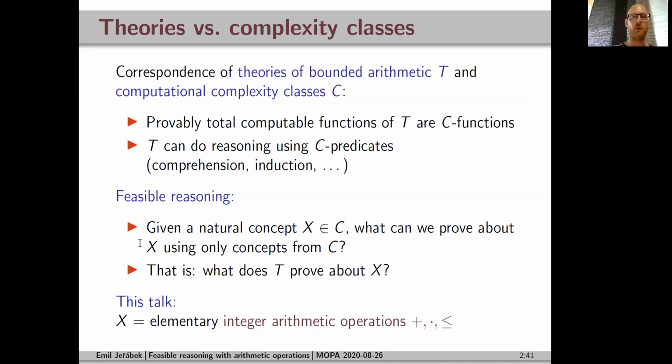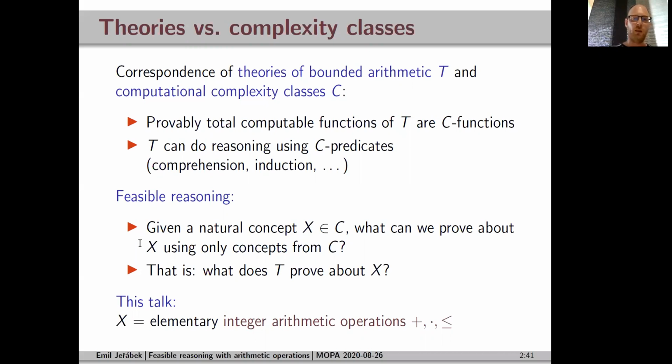The correspondence is a loose, vague term, but what it usually means is that if the theory T corresponds to a class C, then on the one hand, the provably total computable functions of the theory, in some useful sense, are exactly the functions computable in this class C. And on the other hand, we can reason in the theory using formulas that express properties from this class C, which means that usually this theory is axiomatized using an induction schema or comprehension schema as its main axiom. So the theory has this induction, comprehension, and related principles for formulas that correspond to properties computable in this class C. So this is a rough idea of how this correspondence between theories and complexity classes is supposed to work.